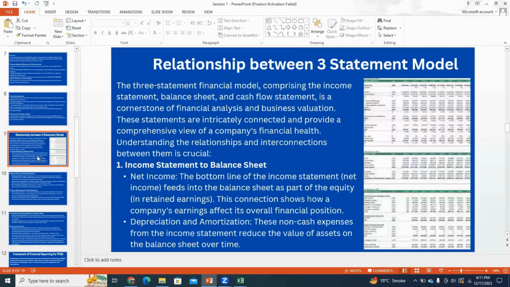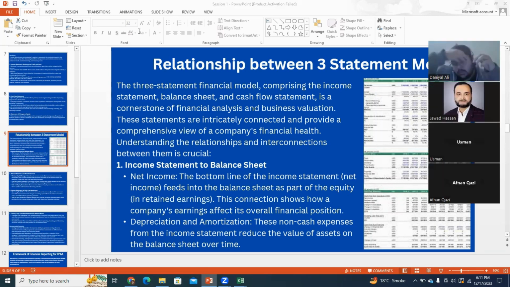So for the next topic, yes, it's our third topic, relationship between the three statement model. We have covered the two topics. So now you can open your mic or you can tell in the chat box if my speed is fast or whether it's good and how's the session. And now we will be moving towards the third topic, relationship between three statement models.